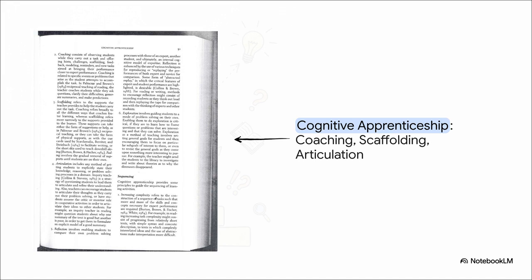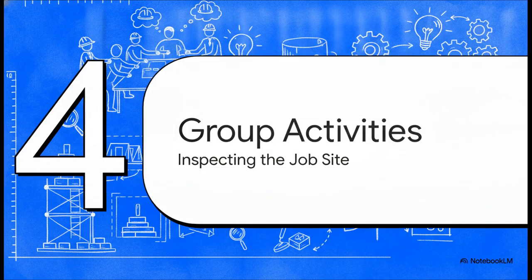So it could be a physical cue card to help them structure a writing assignment, or maybe a really specific prompt in a tricky math problem. Scaffolding literally decomposes the task so the student can manage it step by step. Moving on to Section 4, monitoring group activities, inspecting the job site.